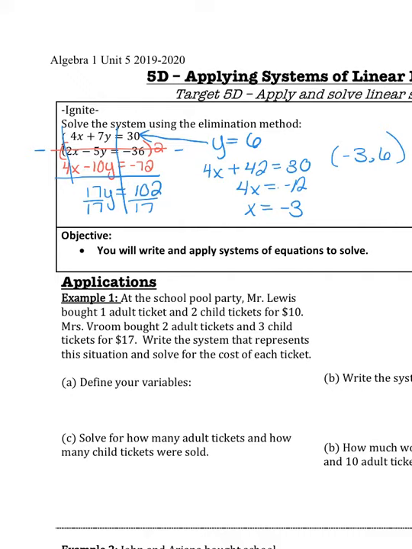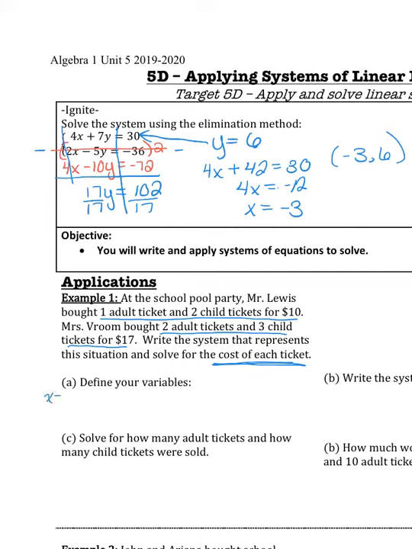So in our first word problem, it says at a school party, Mr. Lewis bought 1 adult ticket and 2 child tickets for $10. Mrs. Vroom bought 2 adult tickets and 3 child tickets for $17. We're going to write a system in order to figure out the cost of each ticket. So if I don't know the cost of each ticket, that's how we define our variables.